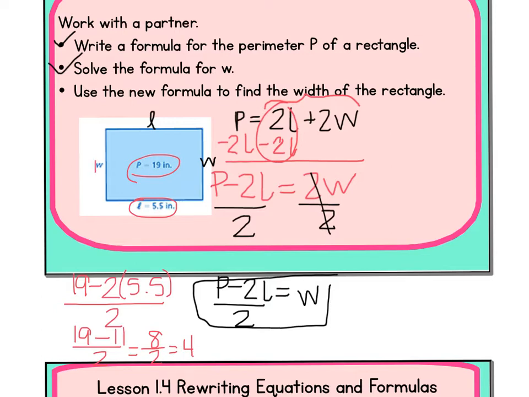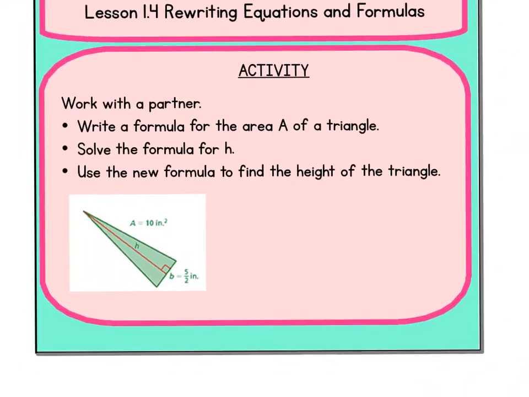So if I came up here where my W is and put in a 4, I need to put 4 inches. If we were to plug in on every side the 4 inches and the 5.5, the 5.5 plus the 5.5 give us 11, and the 4 and the 4 give us 8, and 11 plus 8 does give us the 19. So you can go back and check over your work to see that you have the correct answer. So let's move on to the next one.